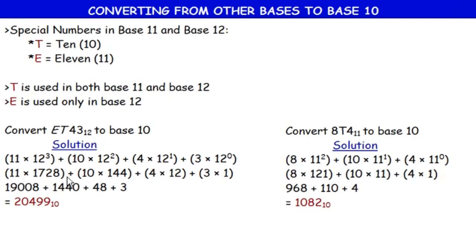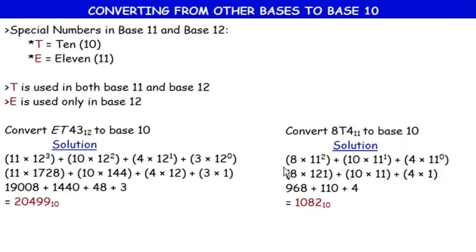The next thing is to multiply the brackets. 11 times 1728 gives us 19,008. 10 times 144 gives us 1,440. 4 times 12 gives us 48. Sorry, 3 times 1 gives us 3. So we add these four numbers and the result is 20,499. Therefore, ET43 base 12 is equivalent to 20,499 base 10.